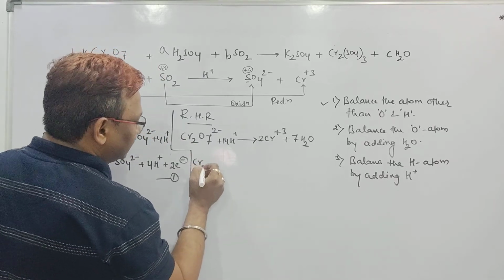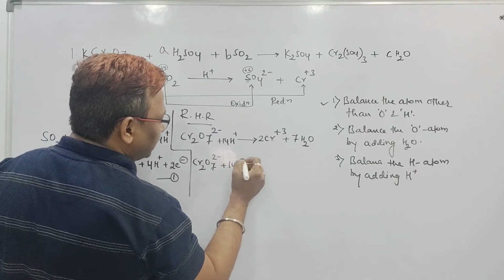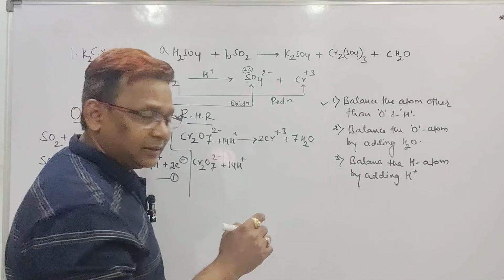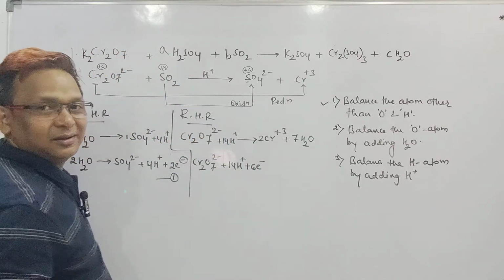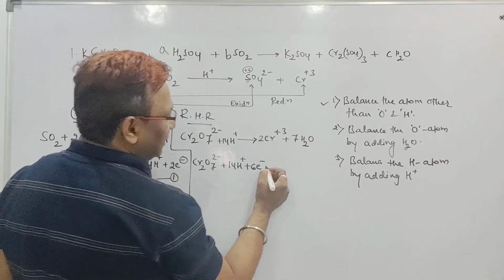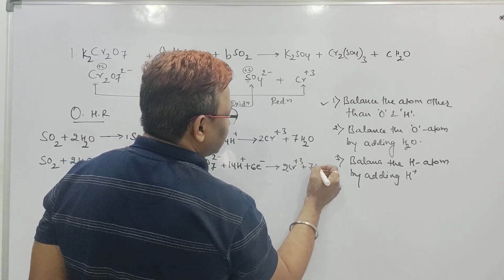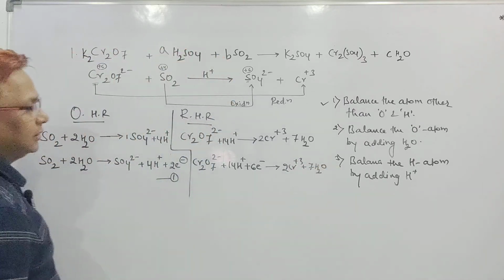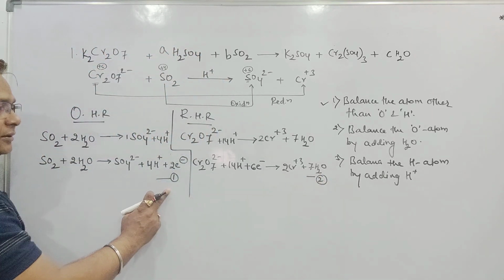See here. Cr2O7 2 minus, 14H plus, 6 electrons you are adding, but I should write it as plus 6e minus, because see beta, minus plus becomes minus, and the remaining is as it is. 2 chromium plus 3, plus 7 water molecules. Now beta, this is reaction 2 and this is half reaction 1.